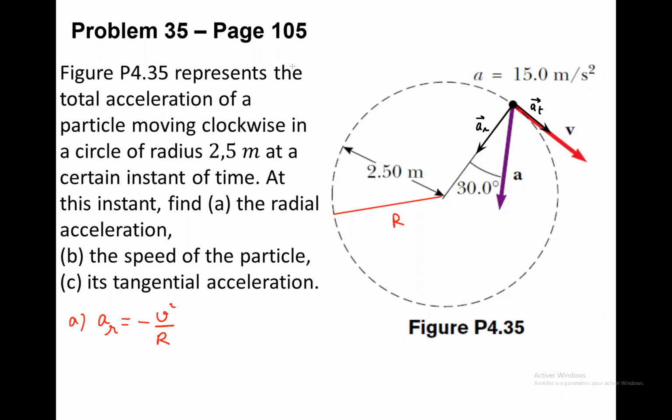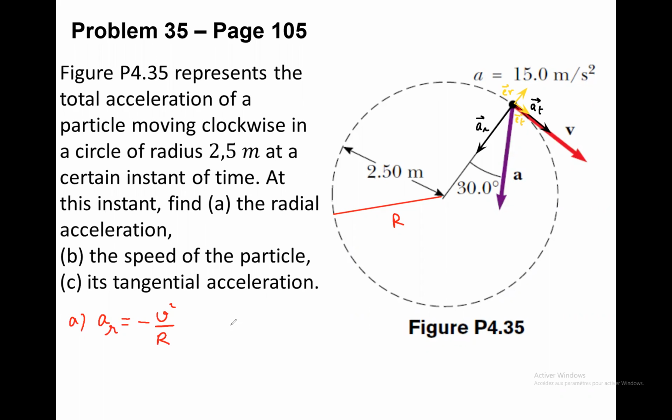You can write here the unit vectors ER and ET. Here you have the ER unit vector, and here you have the ET unit vector. Excellent. Now we know everything about the directions of AT, AR, ER, ET, and let's go calculate.